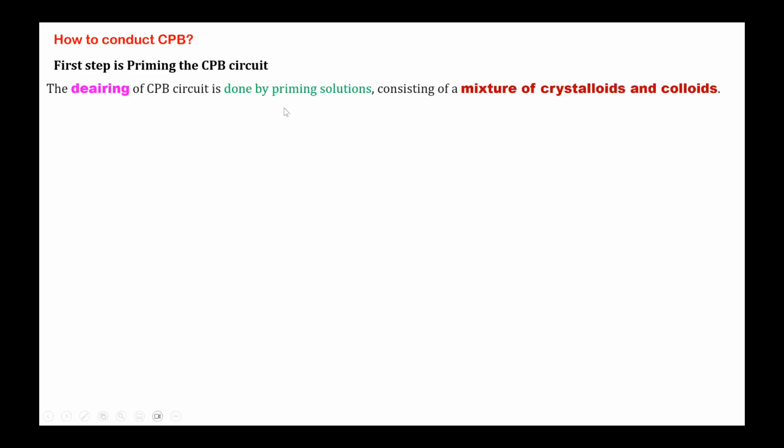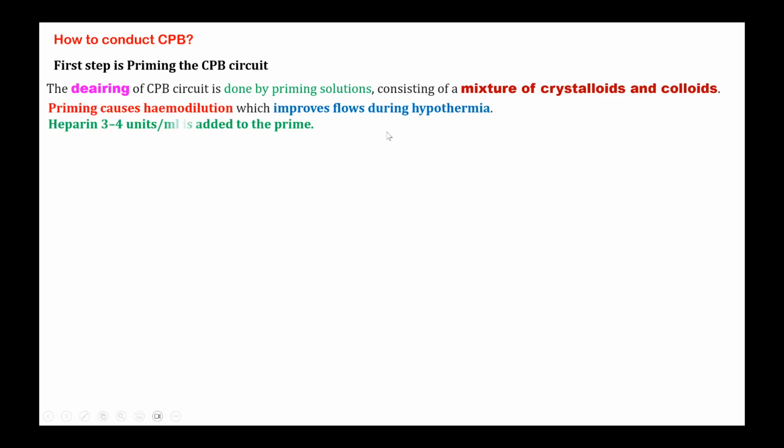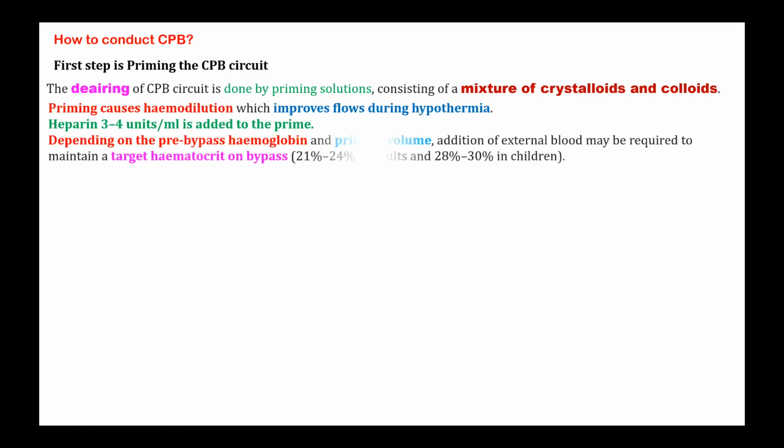The CPB machine is primed with a priming solution, which is a mixture of crystalloids or blood. And priming with the crystalloid will cause hemodilution, which also improves flow during hypothermia. Heparin, usually 3 to 4 units per ml of the priming fluid, is added to the prime, so that it will also help in anticoagulation. Of course, we will be giving systemic heparin before we cannulate the patient, before we go on to the bypass machine. The details I will tell you now.